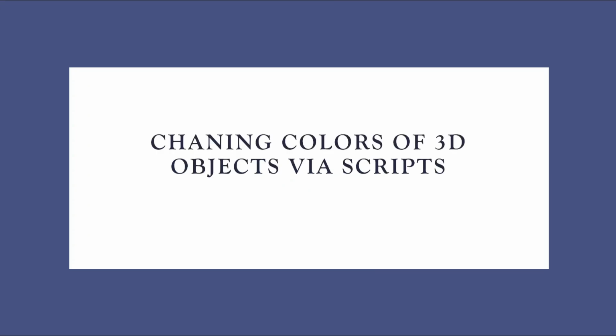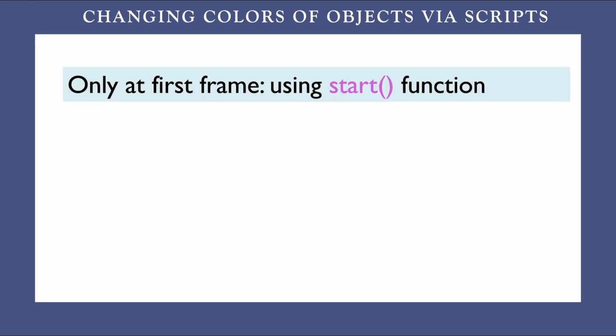In this lecture, we will understand how to change the colors of 3D objects that are available in our scene and how to change the colors of those objects via scripts. Now, if you want to change the colors of objects via scripts, it can be possible in different ways. These are some of the ways.